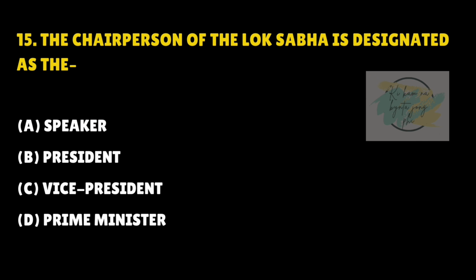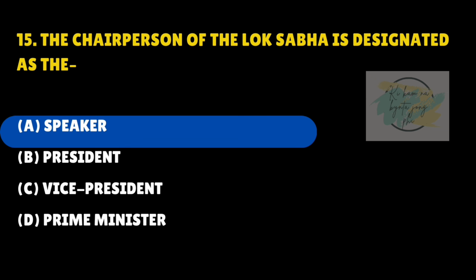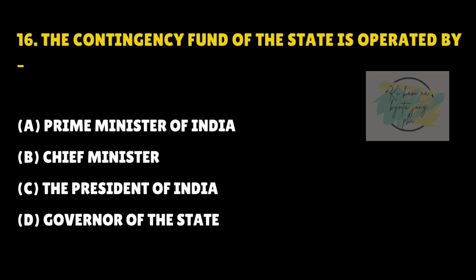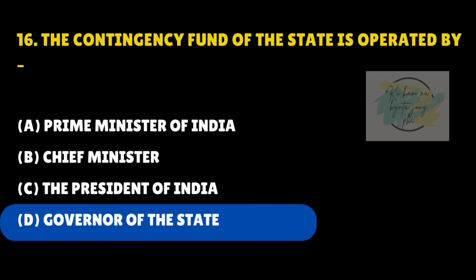The chairperson of the Lok Sabha is designated as the? Answer is A. Speaker. The contingency fund of the state is operated by? Answer is D. Governor of the state.